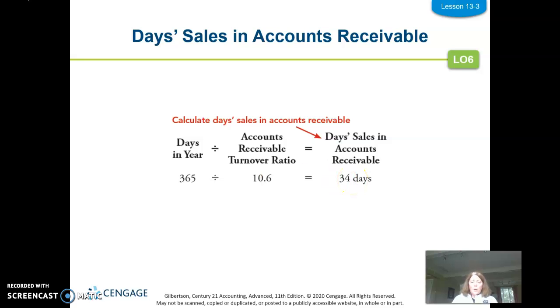So 34 days is what we get here. And for this particular company, Forrest, their credit policy states that it's net 30. So again, it's taking 34 days on average to collect receivables. That's not a good thing. That is pretty bad.